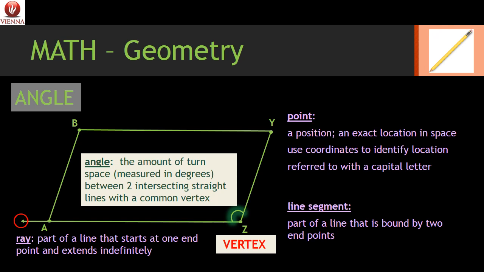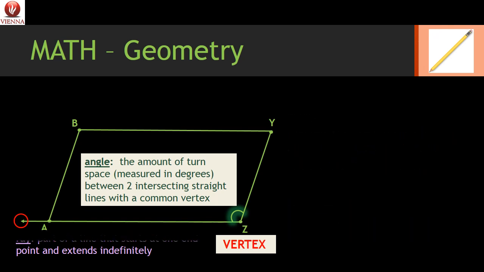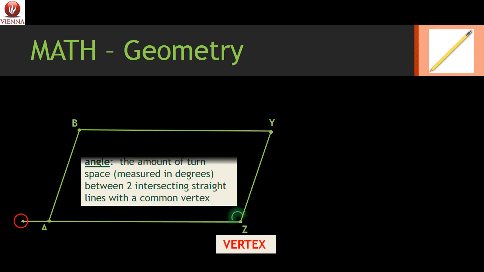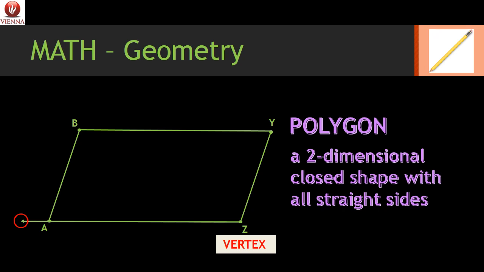Now, if we put in a couple other line segments, AB and BY, we've created a closed shape, or a polygon. And so a polygon is a two-dimensional closed shape with all straight sides. A polygon has to have at least three sides. So a triangle is a polygon, a square, a rectangle, or as we have here, a parallelogram, which is obviously kind of a leaning rectangle. Octagon, pentagon, hexagon, decagon. Those are all polygons.